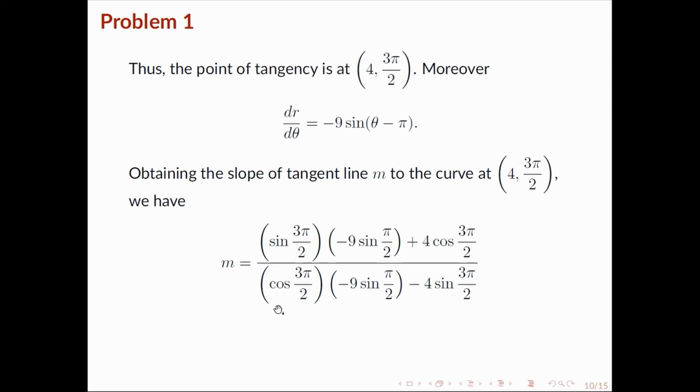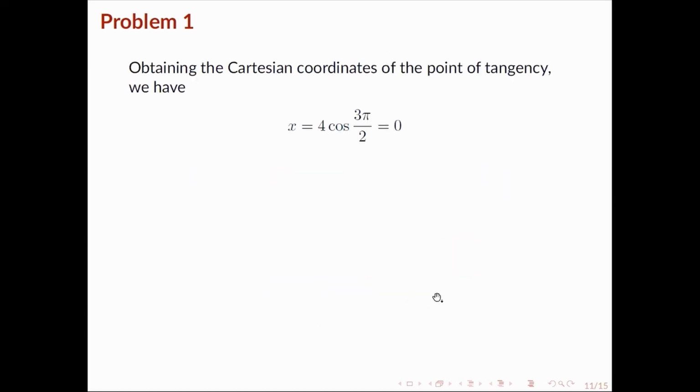Then from the denominator, cosine of 3 pi over 2 is 0, so this term will be cancelled. Minus 4 times sine of 3 pi over 2. Sine of 3 pi over 2 is equal to negative 1, so negative 4 multiplied by negative 1 is equal to positive 4. So all over, you have 9 divided by 4. So that is our slope.